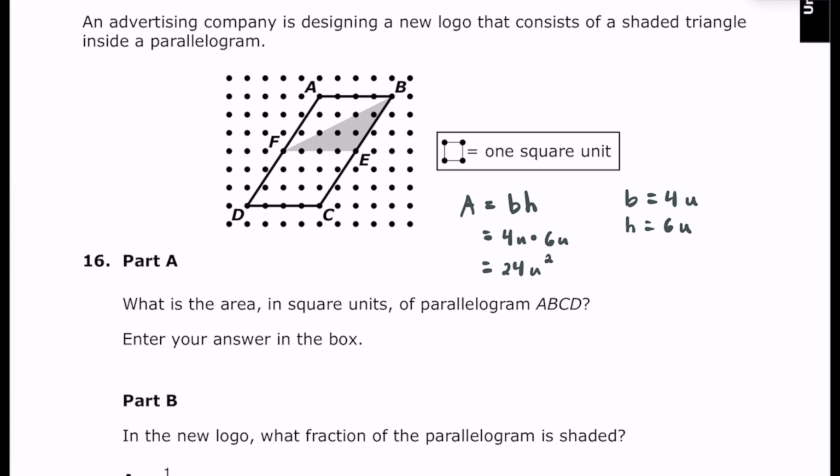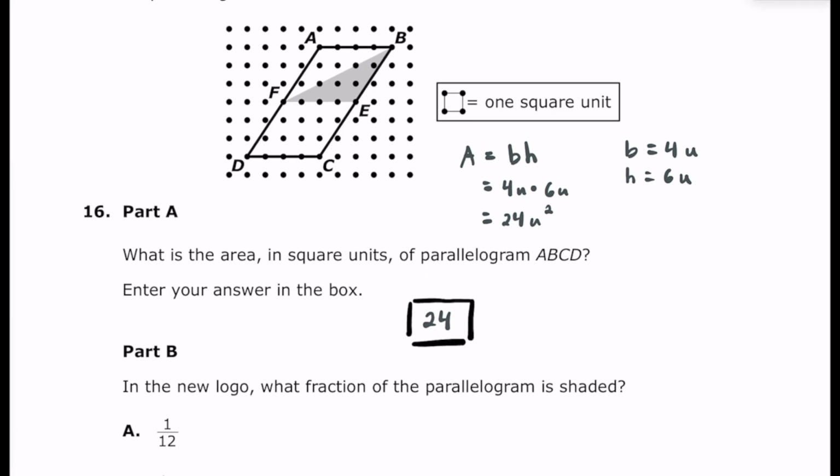And if you need to use a calculator for multiplication, that is perfectly okay. We're going to say here that the area of this parallelogram, I think it just says in square units, so you don't have to put those units in, just go ahead and put 24. That would be our answer. All right, now what about for Part B?